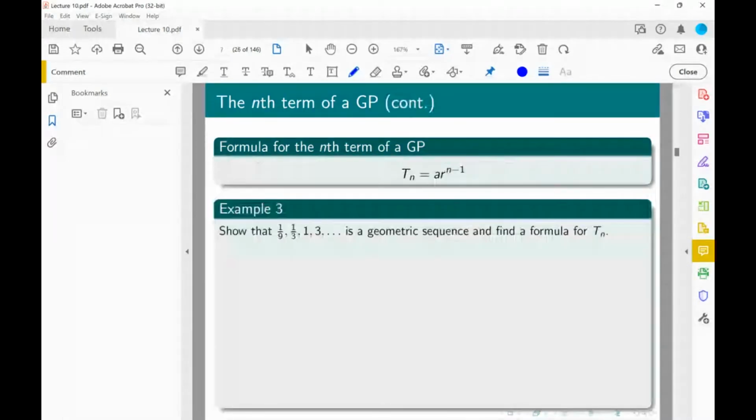And if we want to use this, first let's check that this is a GP and find a general formula for Tn. So 1/9, 1/3, 1 and 3. Does it have a common ratio? What do we think? 3, do we agree with that? It has a common ratio of 3.